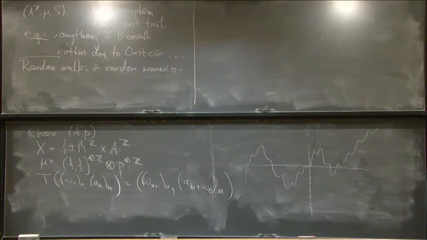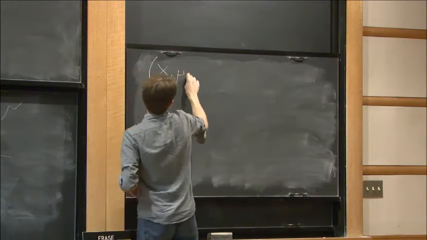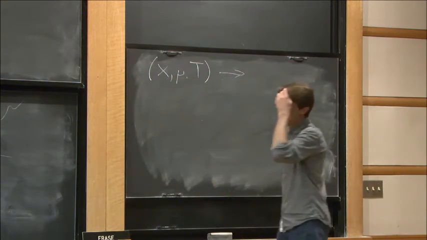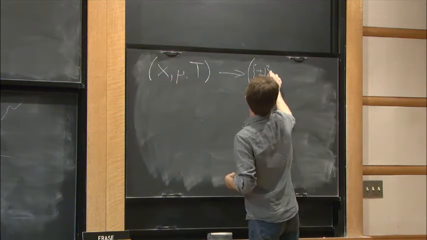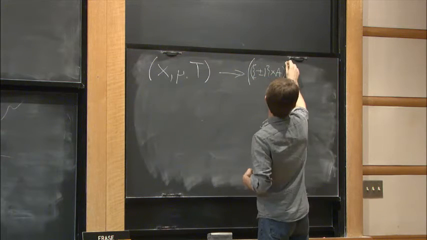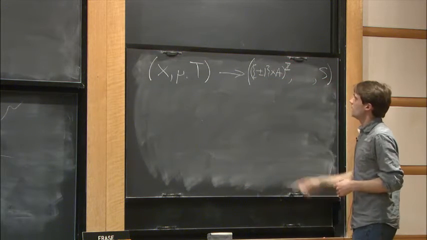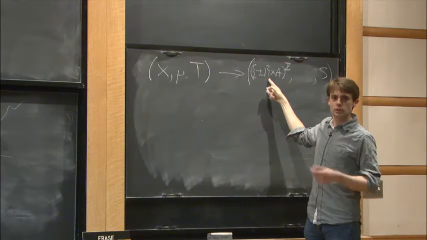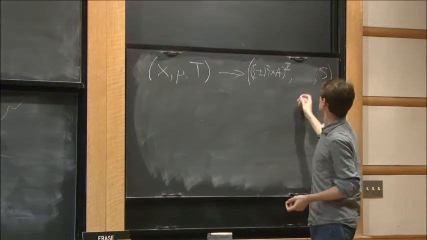So that's not a shift system, but it's very easy to turn it into one. All you do is you say you want to map from this system x mu t to some shift system. So again, the alphabet over here will be plus minus 1 times a to the z. I'm going to insist that the transformation be s. And at each single time, I'm just going to look at the walk and the color seen at the origin at that time. And then that tells me what the output distribution is.